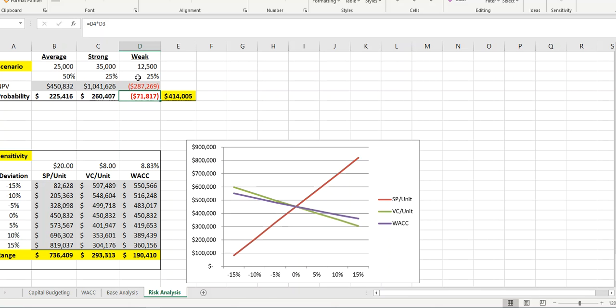Then we're going to take a look at sensitivity analysis, which looks at key variables and how they are affected if they go up and down in value individually, and how that affects the net present value return on the investment. In this problem, we're looking at selling price per unit, variable cost per unit, and WACC, and we'll discuss this in class as well.